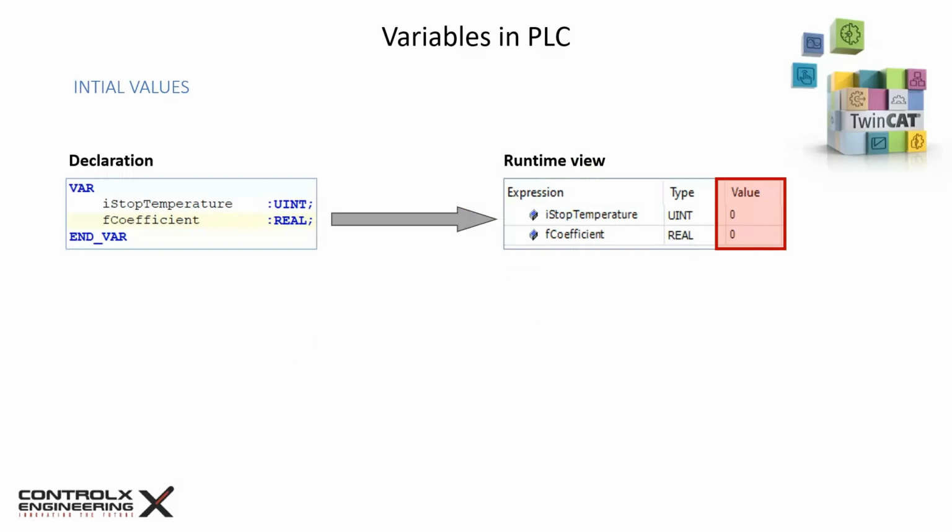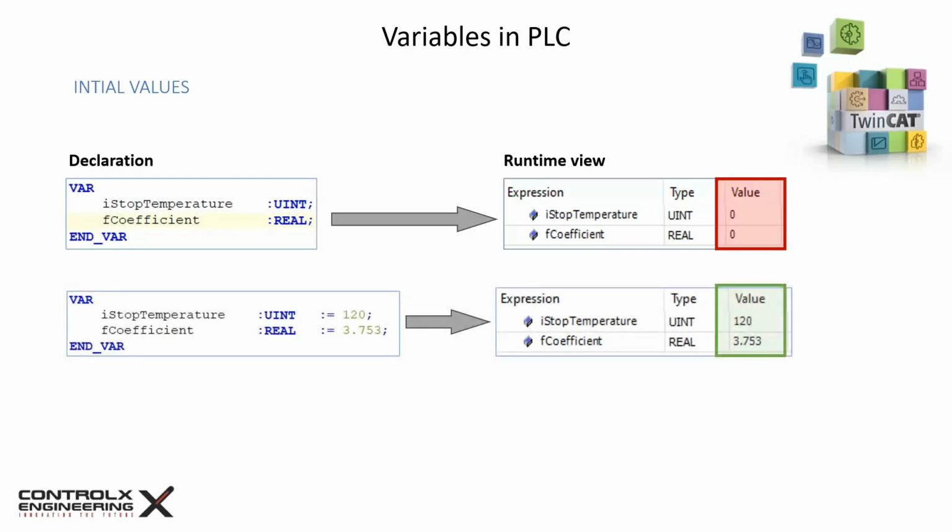Normally, when variables are declared, they are initialized as false or have a null value, depending on the data type. However, variables can be initialized with a specific value at the time of declaration. In this example, we have initial values at the time of declaration, and the variables are initialized with those values.